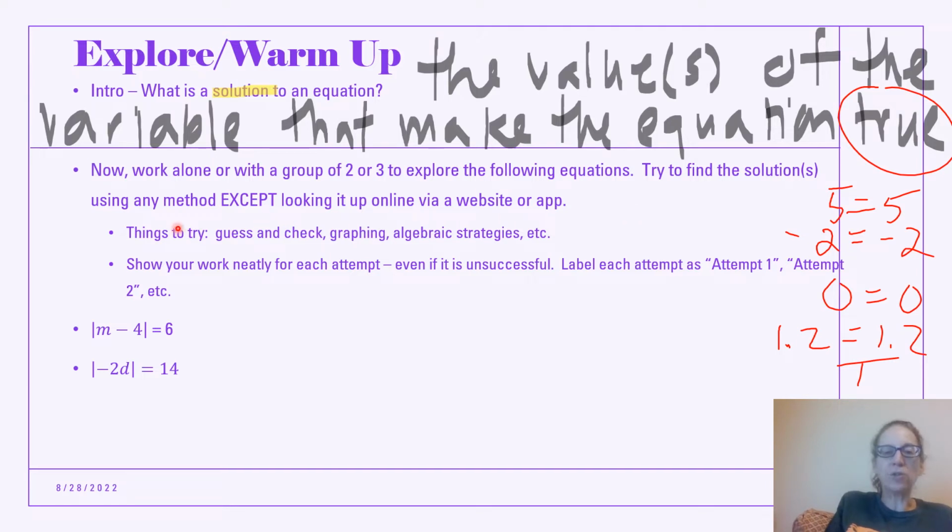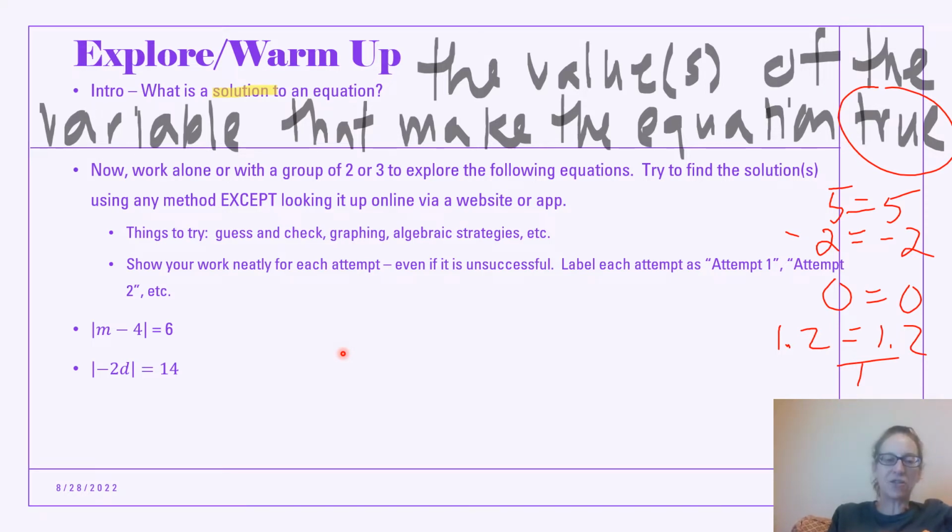Try to find the solution or solutions using any method except looking it up online or via app or website. So I know you can take your phone and snap a photo of it, and your phone will tell you the answer. That's not what we're trying to do here. We want to explore and handle this. So here are some things that you might try.